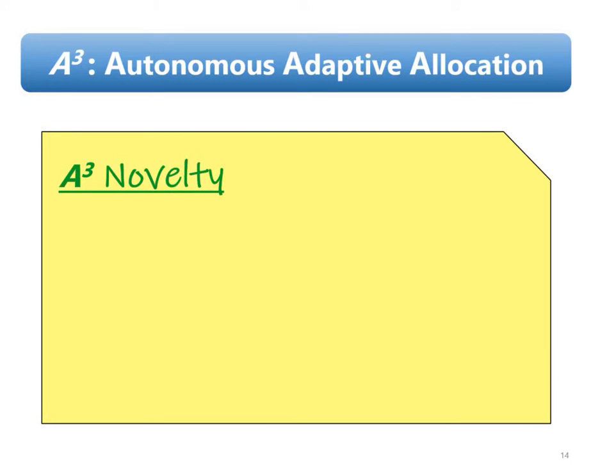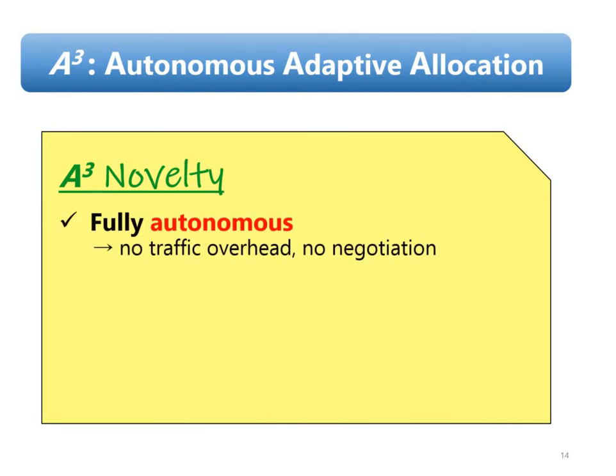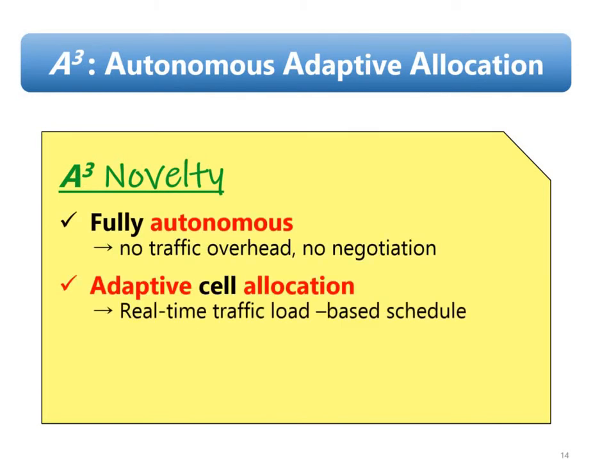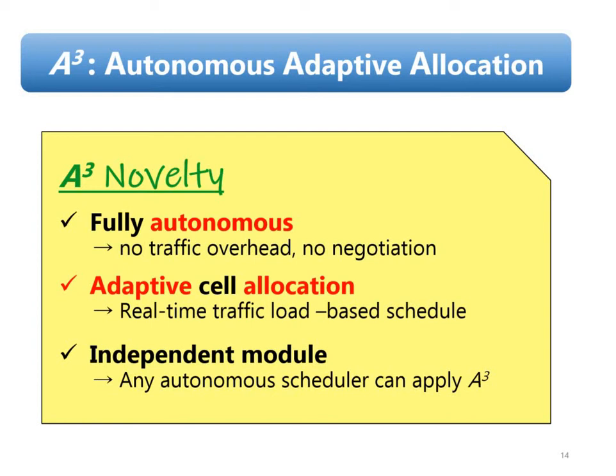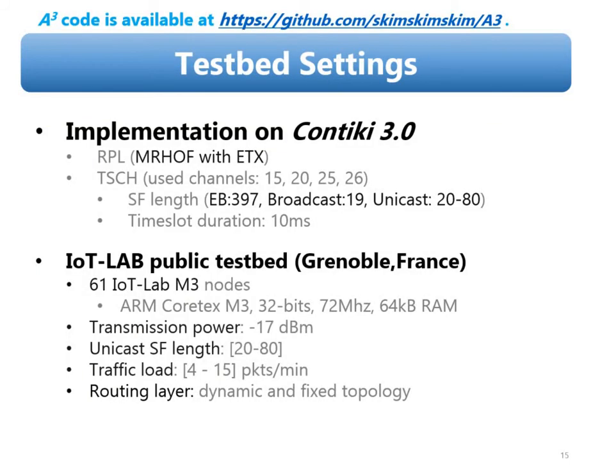The novelty of A-Cube is straightforward. As far as we know, this is the first work that proposes a fully autonomous and real-time traffic load-based adaptive slot allocation scheme for TSCH scheduling. As an independent module, A-Cube can be applied to any autonomous TSCH scheduler such as Orchestra Analysis. We evaluated A-Cube on a real testbed. We implemented A-Cube on Contiki, and the A-Cube code is available at GitHub.